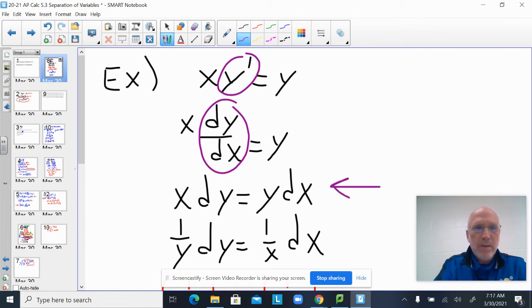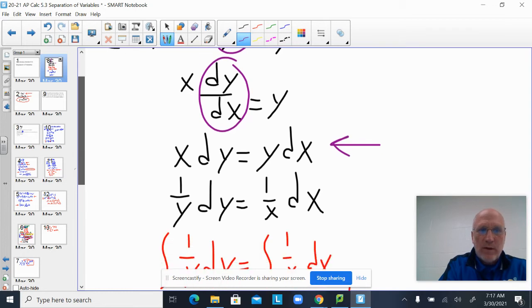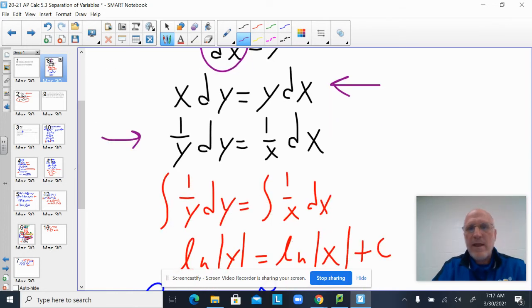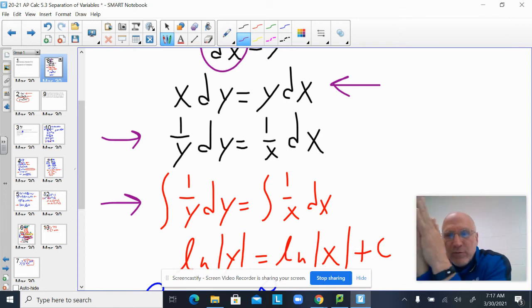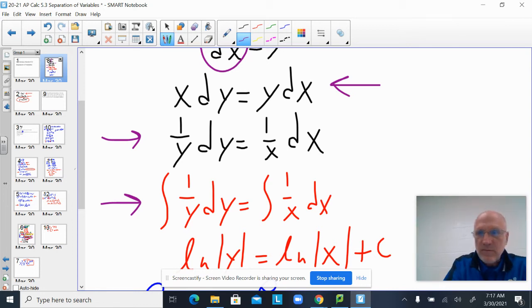That's this one. And now both variables, the x I need to move over to the right side by dividing by x, and the y I need to move over to the left side by dividing by y. I did those both in one step. So I end up with 1 over y dy equals 1 over x dx. I have successfully separated the variables. Then I integrate both sides, which I did here. And all I did was write the integral sign. Both of those are identical. They're both natural log of the absolute value of y equals natural log of the absolute value of x. We'll put the plus c at the end.